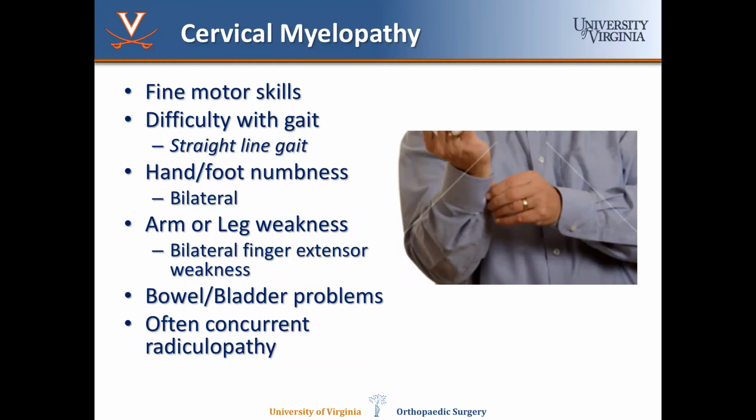You want to ask about fine motor skills, so opening jars, counting change, buttoning buttons, handwriting, difficulty with gait. Do they say that their spouse says, why are you walking like you're drunk, or walk straight, hand or foot numbness, bowel bladder problems, and often you can get concurrent radiculopathy.